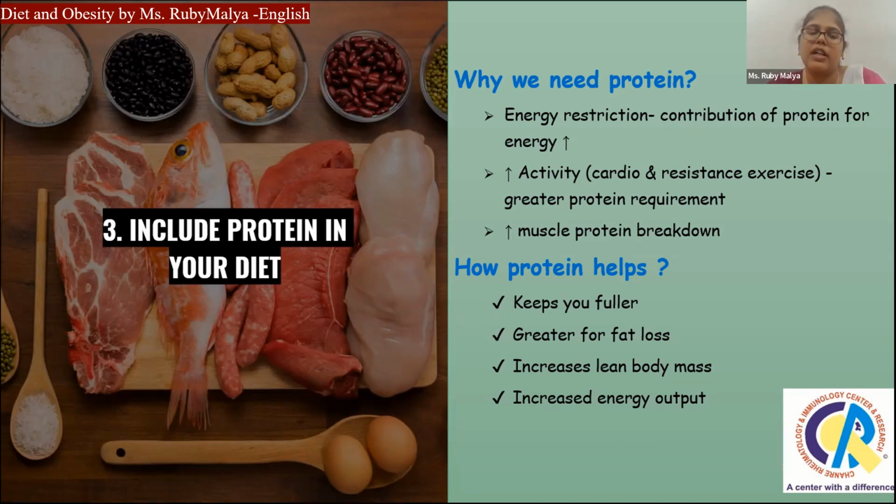Next thing is when you are in a weight loss program, there will be a lot of activity, like you will be doing cardio or resistance exercise. This leads to breakdown of more protein in the muscle. This also increases the requirement of protein. So how does protein help? The first thing is it keeps you fuller. Next thing is it reduces the fat, but it increases the muscle mass. And another thing is it has a greater energy output.